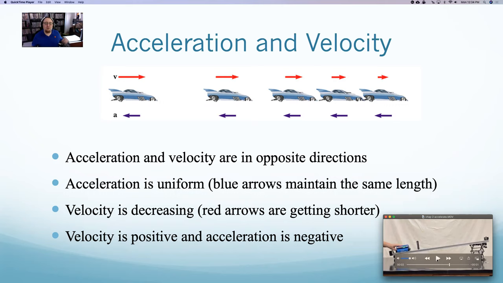But if they're ever in opposite directions, your velocity is positive and your acceleration is negative, or your acceleration is negative and your velocity is positive, that will mean you're slowing down because it will be decreasing your velocity.